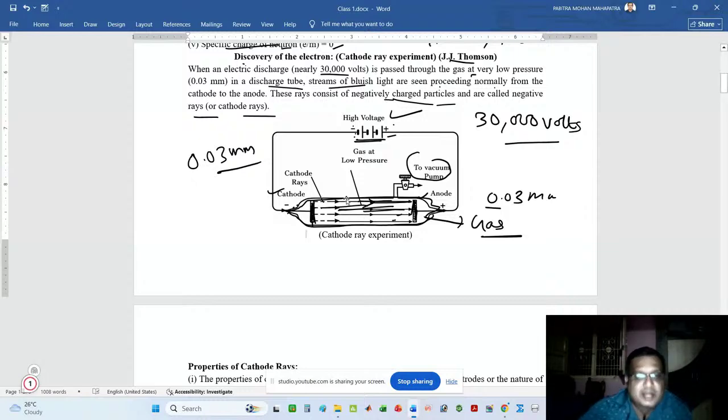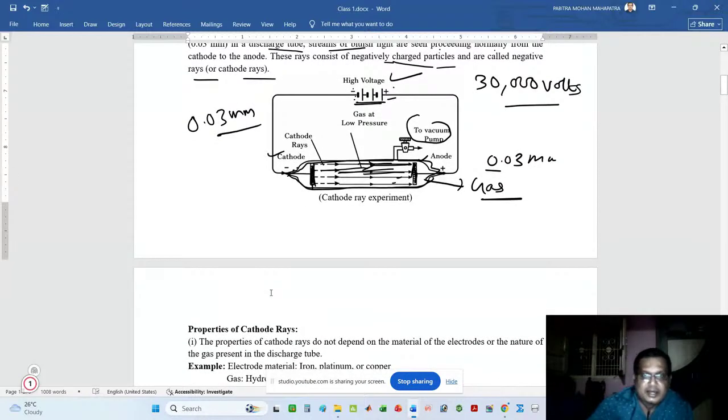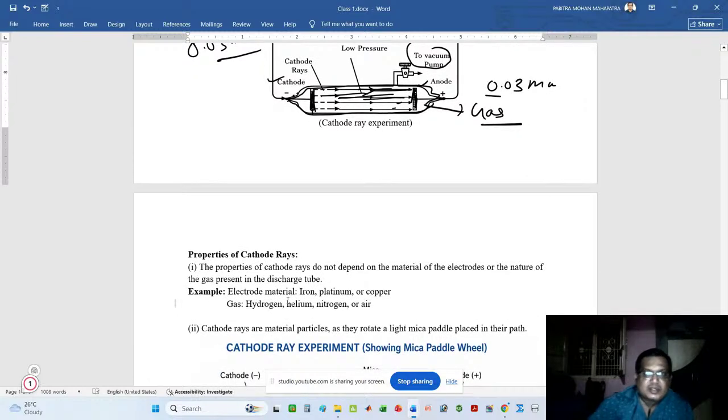Let me explain the properties of the ray. The rays which are produced and move from the cathode to the anode. Now let me explain the properties of the cathode ray.